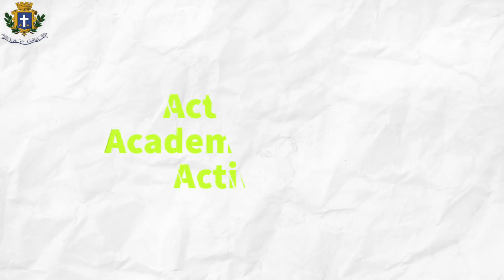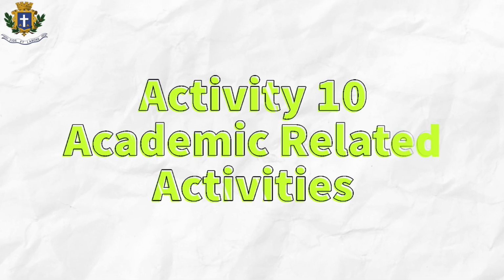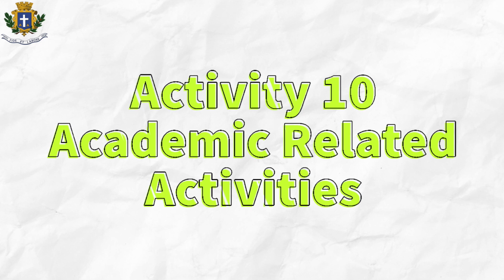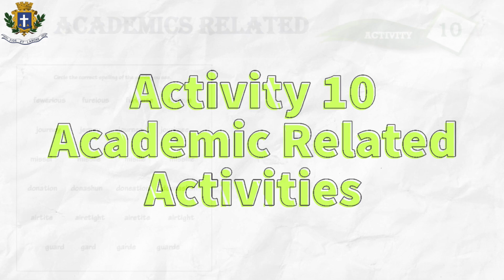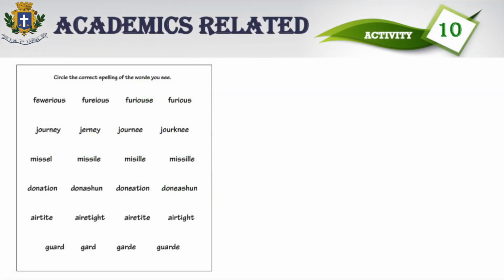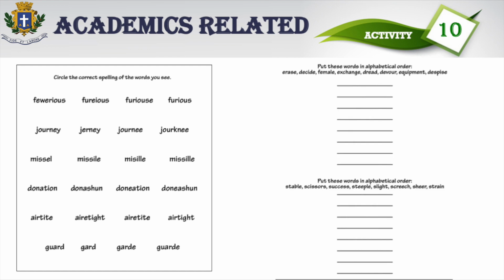Now all these activities shown in my previous slides can be reinvented by parents and educators using academic related concepts as shown here. In the first activity, ask the child to circle the right word in each line. In the next activity, you may ask the child to arrange the words in an alphabetical order, which helps the child to sequence the concepts.